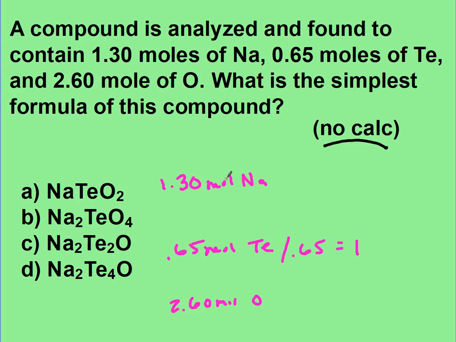0.65 times 2 is 1.3. So if I divide by 0.65, that's going to give me 2 then. And 2.6 is double 1.3. So if this was a 2, then I know this one has to be a 4. I don't need to multiply because I have whole numbers for everything. So that's 2 Na's, 1 Te, and 4 O's, or B.